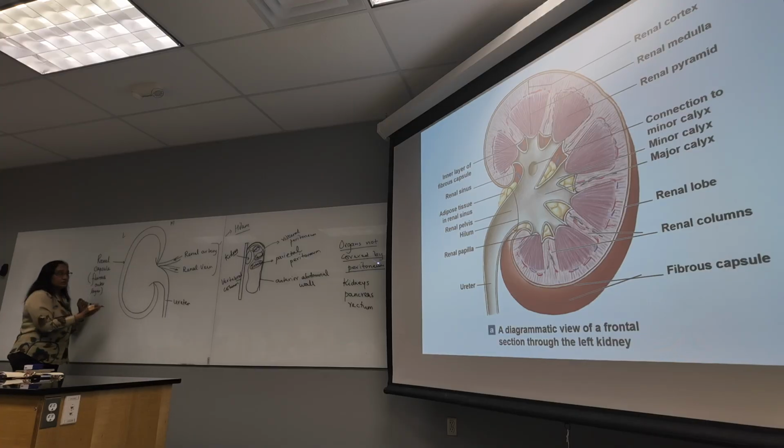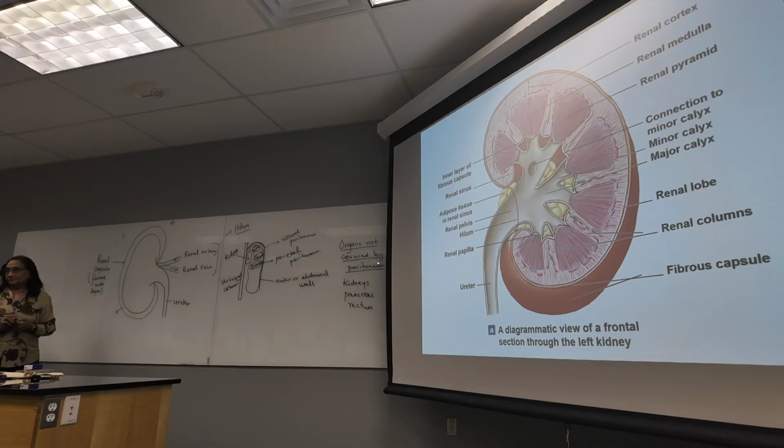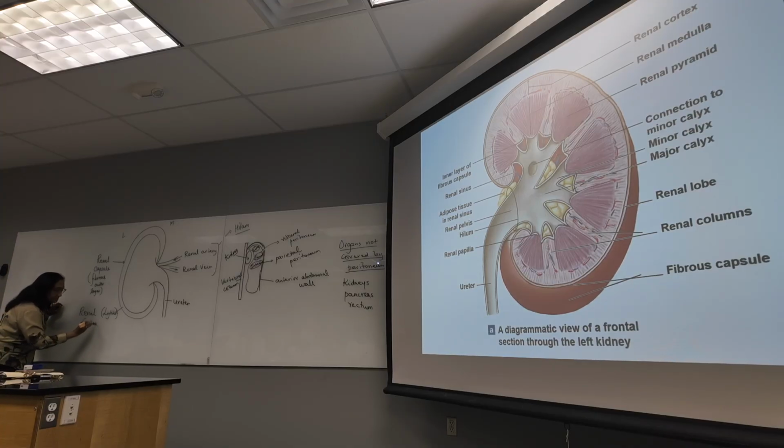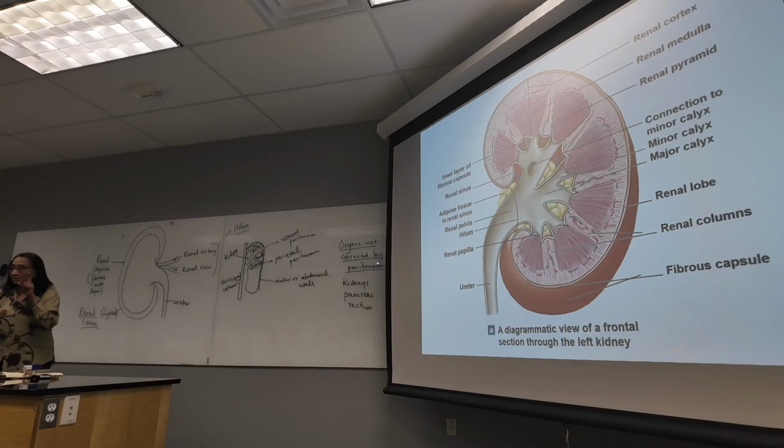this outer region, is a little lighter in color. You can see it even in a normal kidney. This region is lighter. And since it is outside, we call this the renal cortex, just like adrenal cortex. So cortex is again a very general term meaning the outer region of an organ. Okay, renal cortex. The inner region is darker.